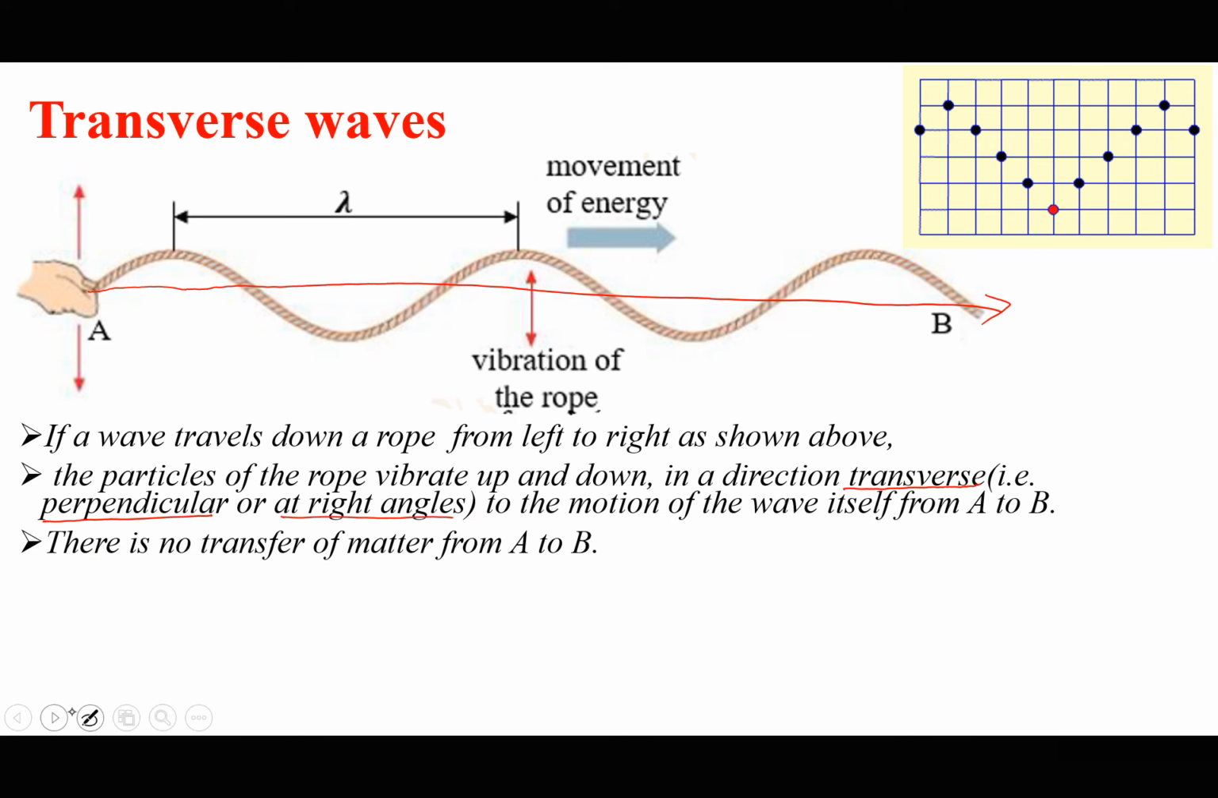In the previous slide, we have seen that the red spot was not moving from left to right. In this animation here, you notice that the red spot concentrates along this line here, but the wave is propagating from left to right. So there is no transfer of matter from point A to point B in that rope. However, energy is being transferred.